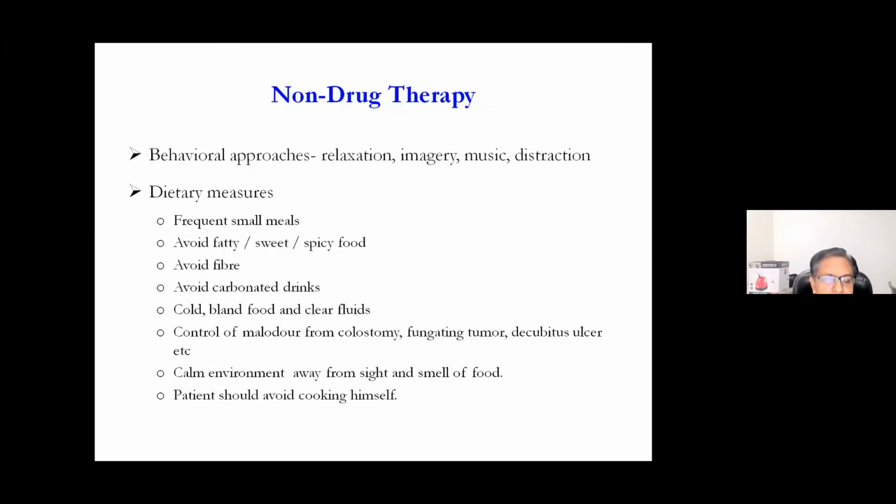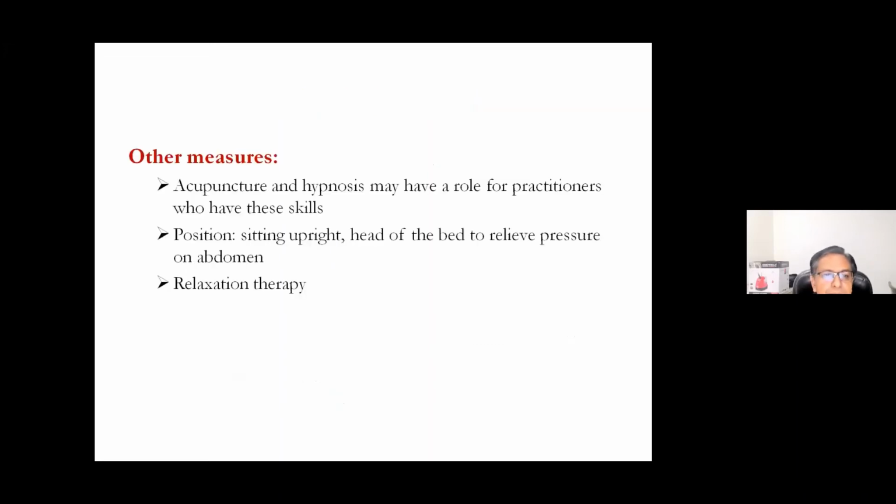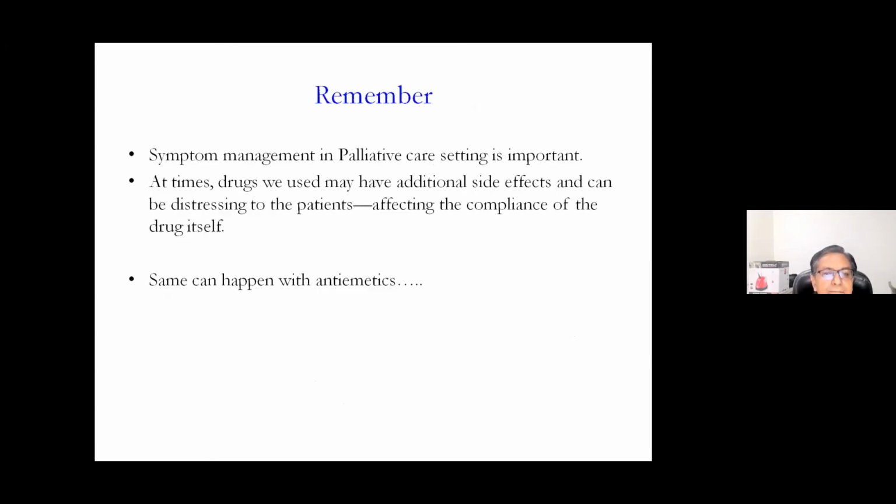Especially in GI-induced irritations or chemical irritations, the dietary measures are important. We can have an environment where the gastric irritation is reduced and the chances of nausea and vomiting will be much better. The use of acupuncture and hypnosis may also have some role as an adjunct technique, and they can be added on to the pharmacological therapy.